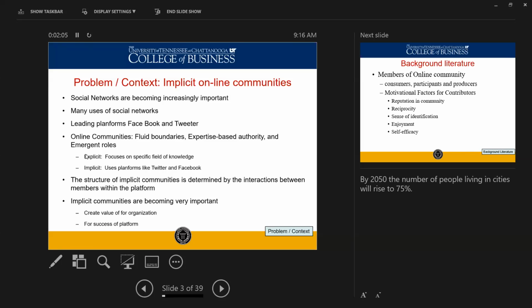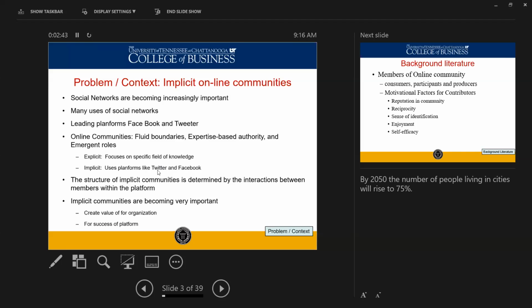One is what is typically known as explicit online communities. These are explicitly developed to focus on a specific field of knowledge or specific issues. So maybe an online community dedicated to COVID-19 or to cardiologists or to a particular field. They are organized for that explicit purpose. The members are all interested in that, and they share knowledge in these communities. They are well established, and a fair amount of work has been done on those.